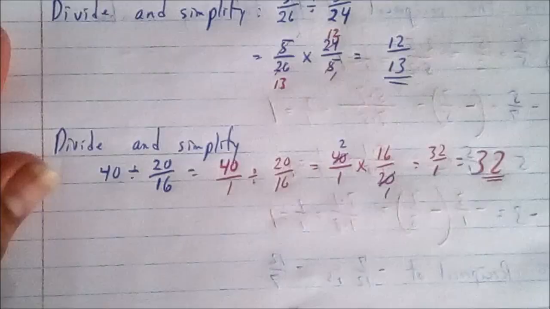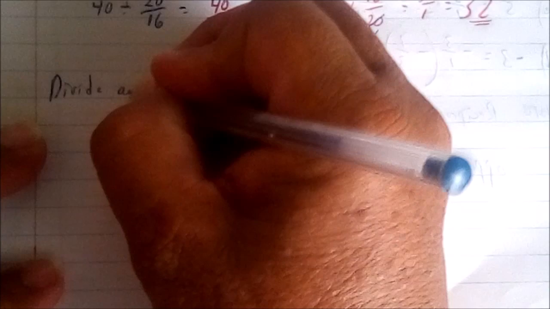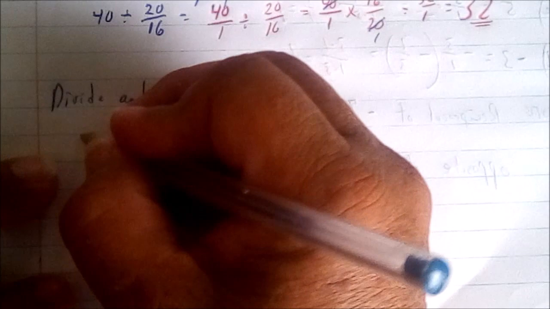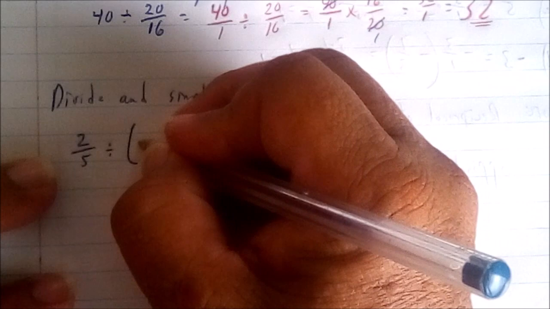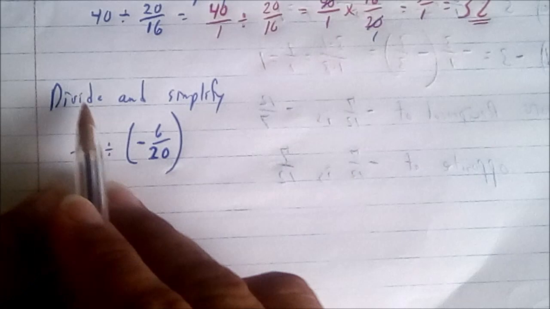All right, now let's try a few more examples. We go now to the other type. Consider we have, divide and simplify. If I give you 2/5 divided by negative 6 over 20, okay, so we'll be dividing and then simplifying.